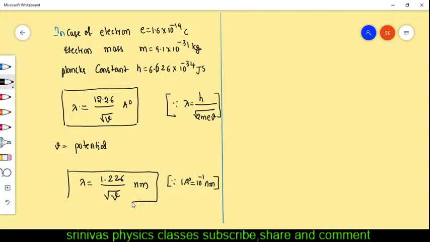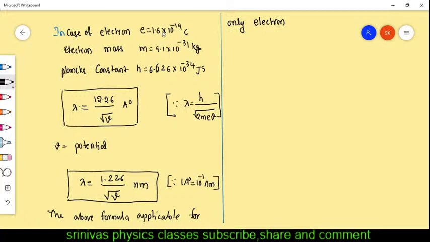But this is applicable for only electron. The above formula is applicable for only electron. Why is it applicable only for electron?